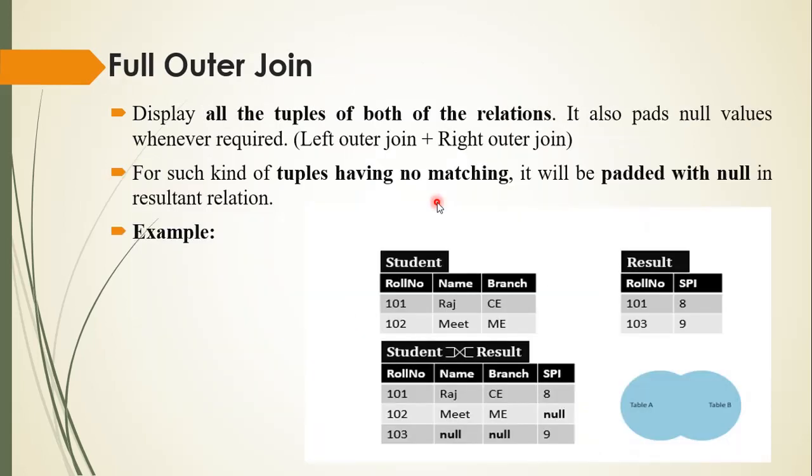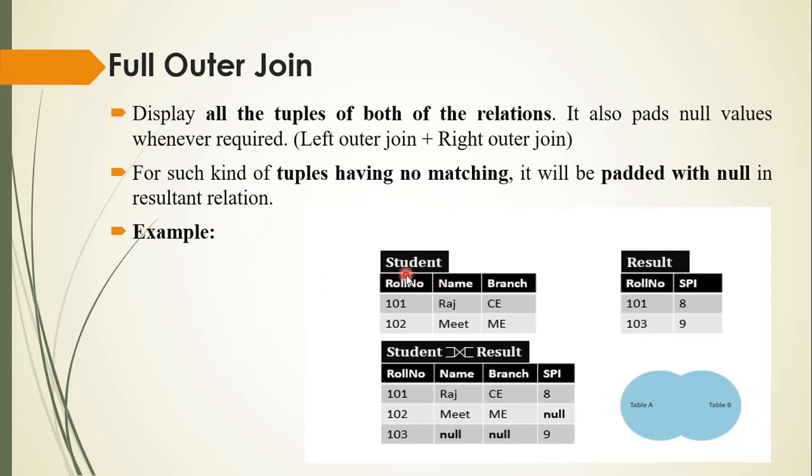Now last is full outer join. It displays all the tuples of both the relations. As its name suggests, full outer join also pads null values whenever required. So it is left outer join plus right outer join. See the diagram, table A and table B. For such tuples having no matching, it will be padded with null in the resultant relation.